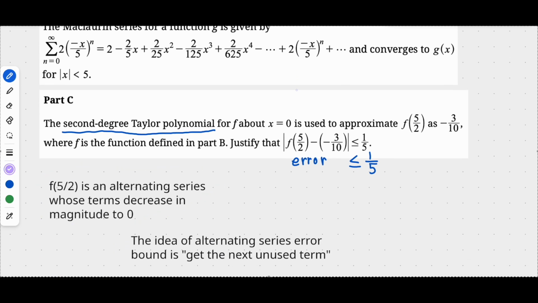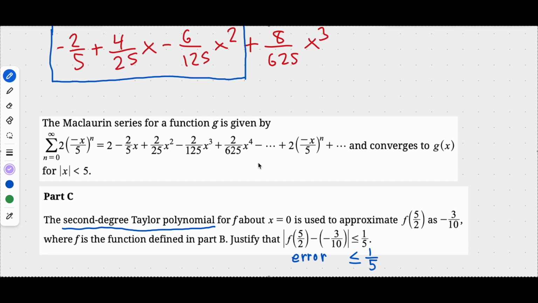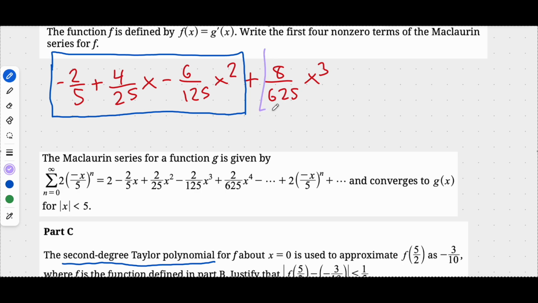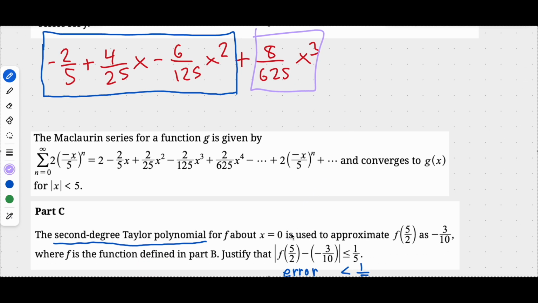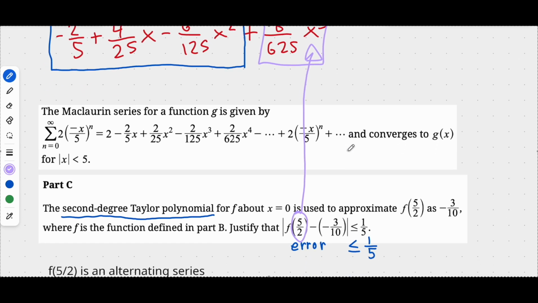Now, the idea of the alternating series error bound is to get the next term, the next unused term. So we're going to use this term now, right? That's why there's one term left over. We're going to use this for the error. So 5/2 is the number that we're using for x in this problem. So plug 5/2 into x. There you go.